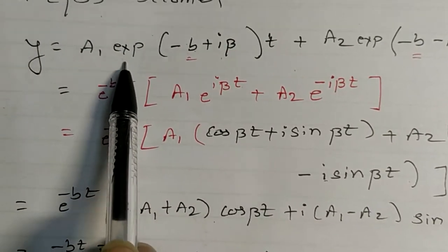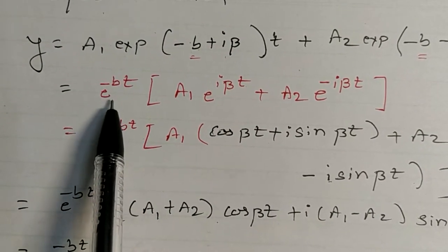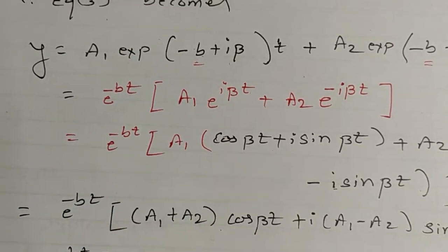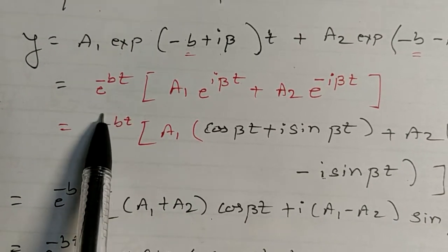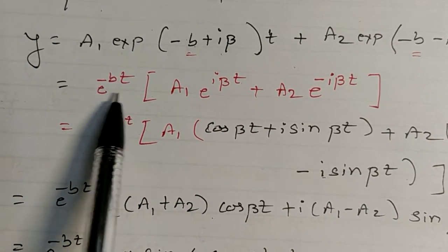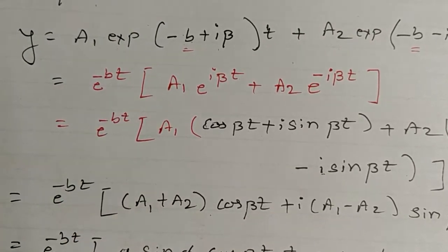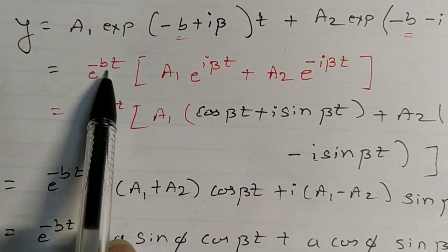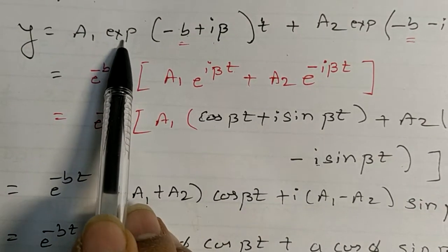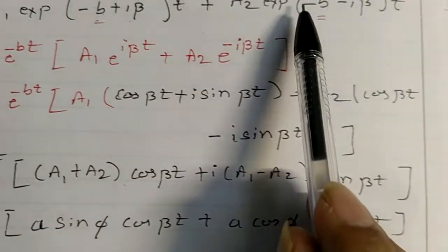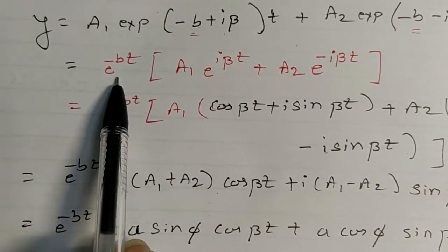So here onwards I will take exponential. I will take e to the power of that. Got that? Okay. So now, e to the power of minus bt. So now what remains there? I will take e to the power of minus bt outside. Here also e to the power of minus bt, I will take it outside there.